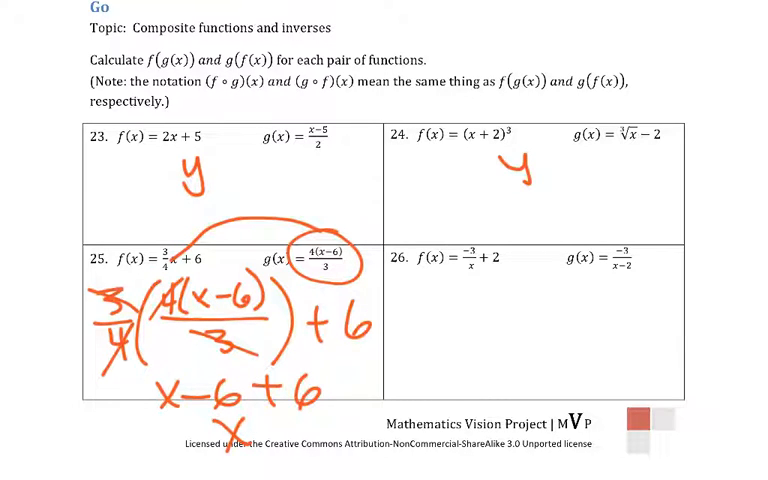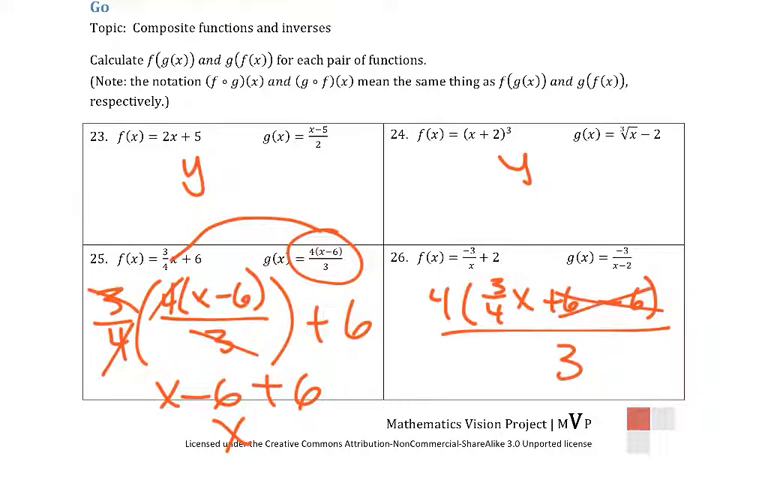Then we do the g of x one, so I'd go 4 times 3/4 x plus 6 minus 6 over 3. That becomes 0, so I eliminate it. 3/4 times 4, those cancel. We're left with just 3x over 3. Those cancel. We're left with x. So that's what it would look like, and yes, those would be inverses as well.